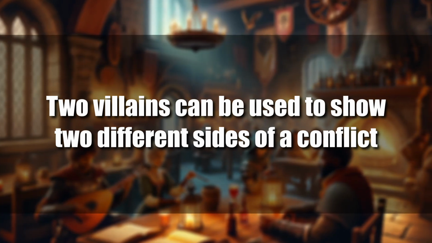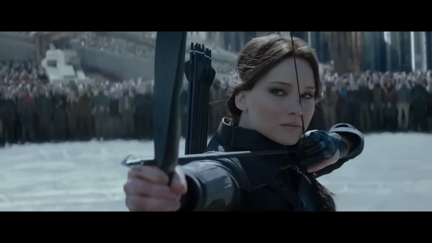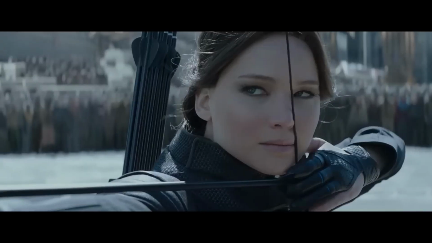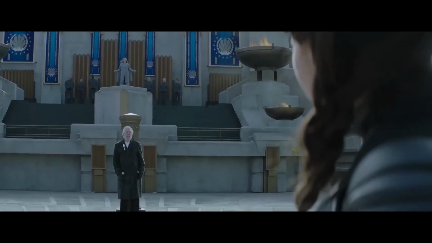Two villains can also be used to show two different sides of a conflict. They're usually put there to show the protagonist that neither side is right and that the protagonist must forge their own path. We see this in Mockingjay, when Katniss realizes the rebellion she's been fighting for is no different than the old government she's trying to tear down.